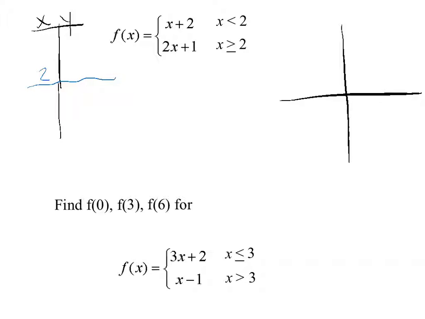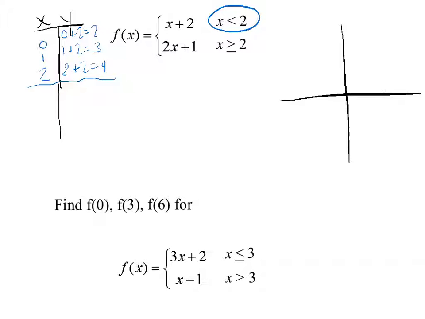So on the top it talks about x values less than 2, so I'll pick some values less than 2. I'll plug them into the top equation. 2 plus 2 is 4. 1 plus 2 is 3, and 0 plus 2 is 2. So if I graph those, notice up here that it's just less than 2, so I have to be careful that I put an open circle.